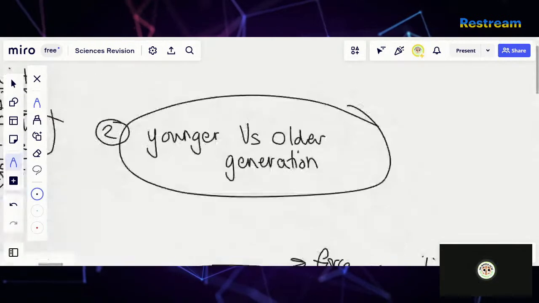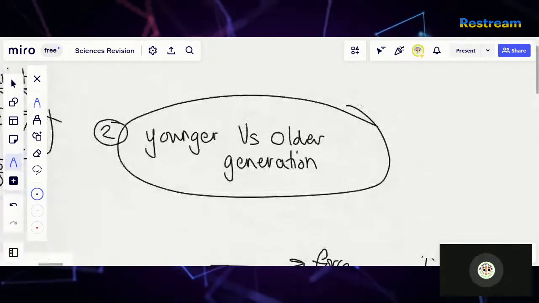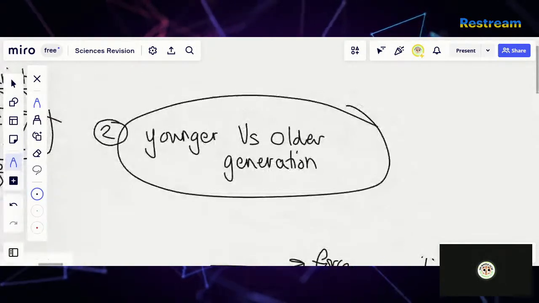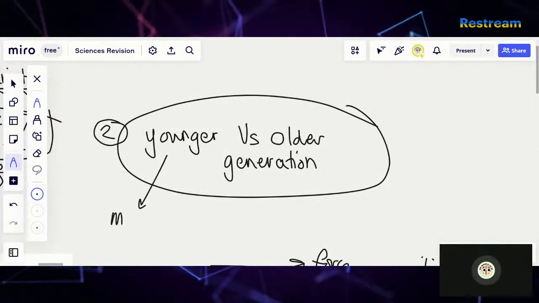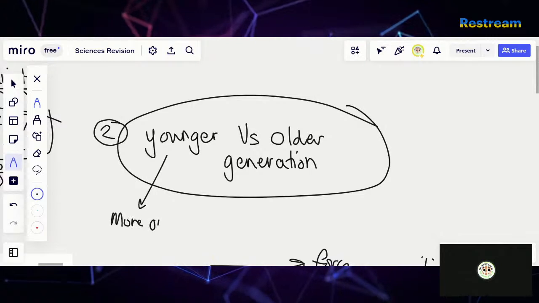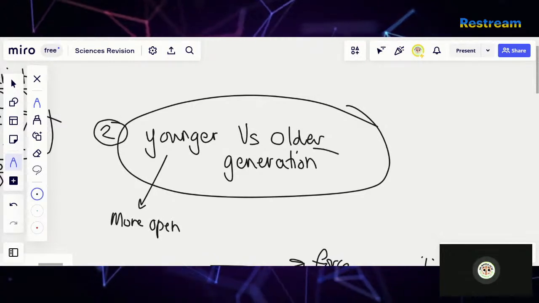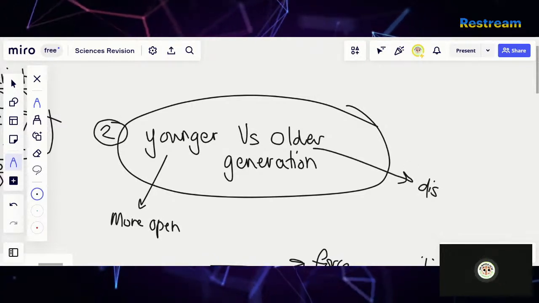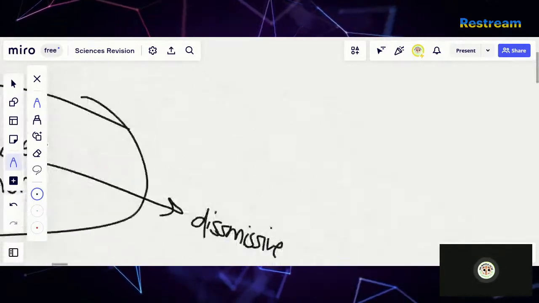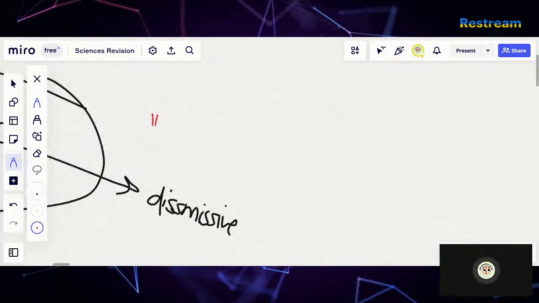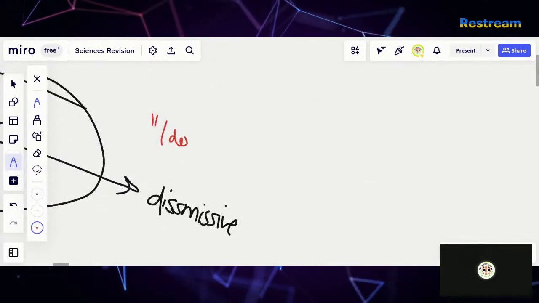In terms of quotes, for the younger and older generation, we can discuss how the younger generation are more open, whereas the older generation are hugely dismissive. In one quote, Mrs. Birling says, "I do not accept any responsibility at all."